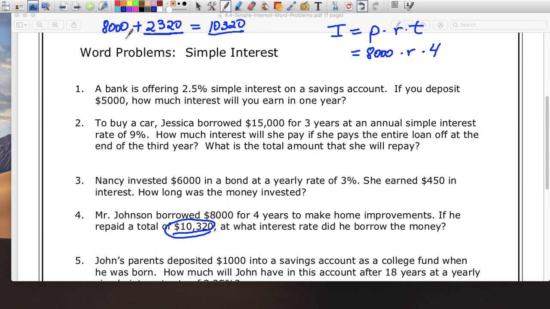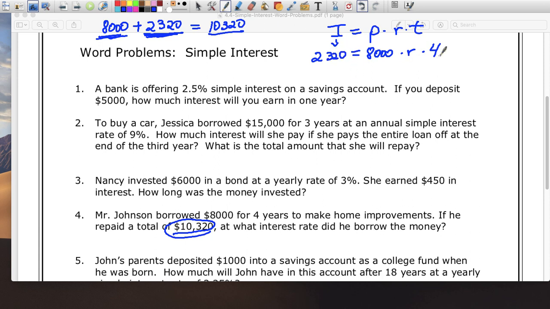The bank said, hey, listen, I'll give you the $8,000. At the end of the 4 years, I want you to give me back 10,320, right? The bank does have to make some money, right? So Mr. Johnson paid the bank 8,000 plus 2,320. In this case, who's making the money is the bank. So how much money did the bank make? The bank made an interest of 2,320.